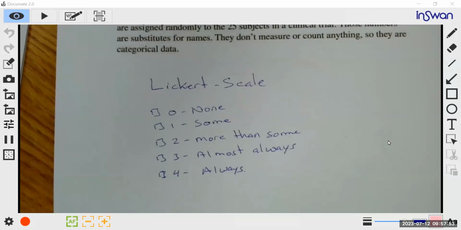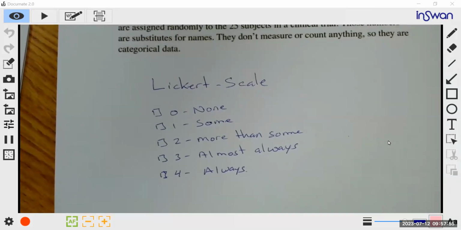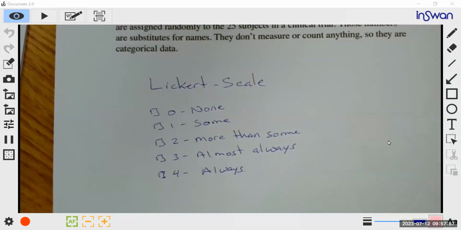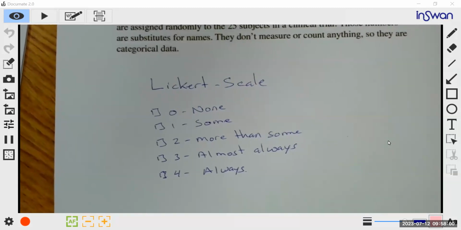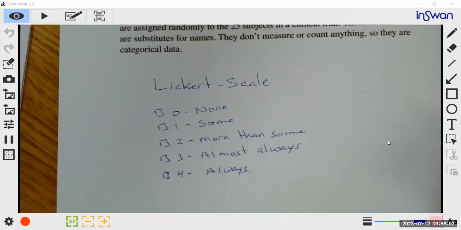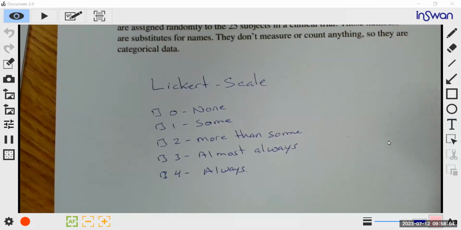This is an example of a Likert scale. I quantify somebody's opinions of an object or of a question. Do you brush your teeth before going to bed? Do you brush your teeth in the morning?